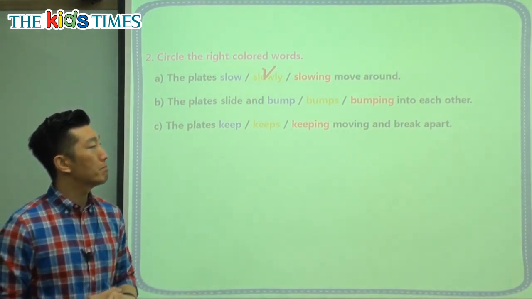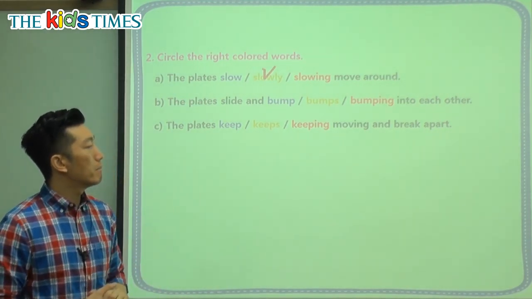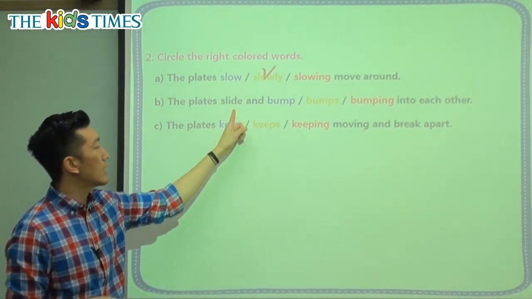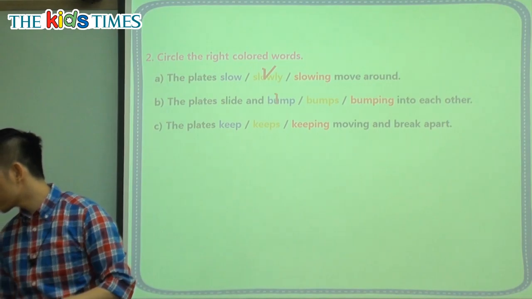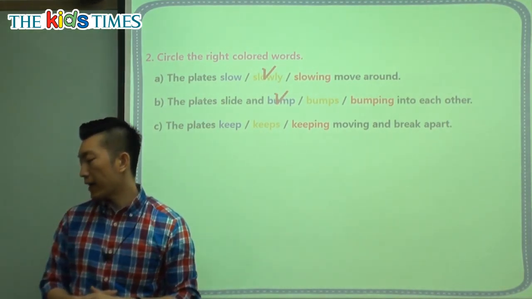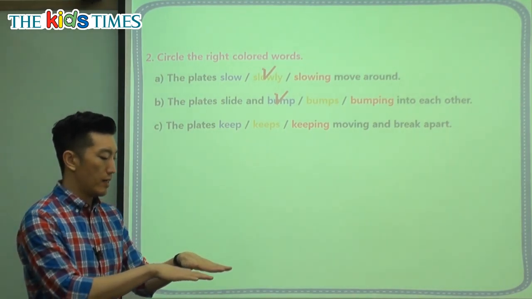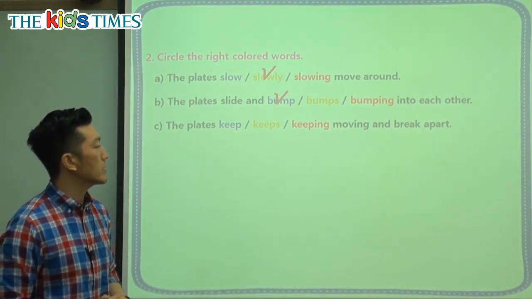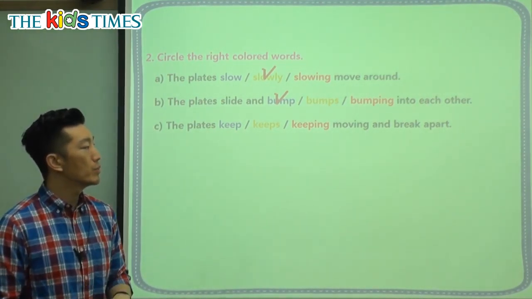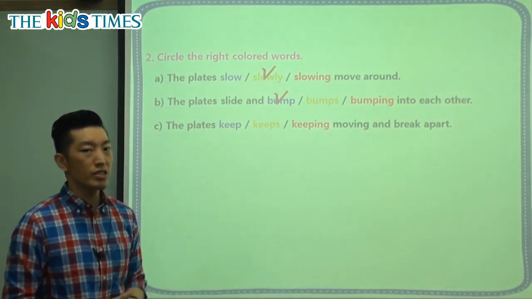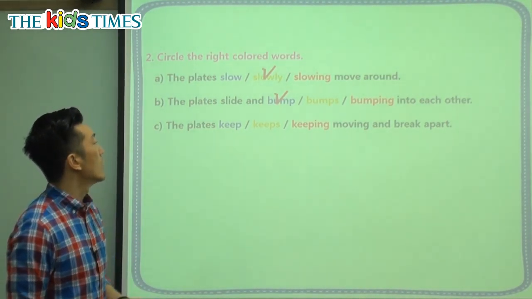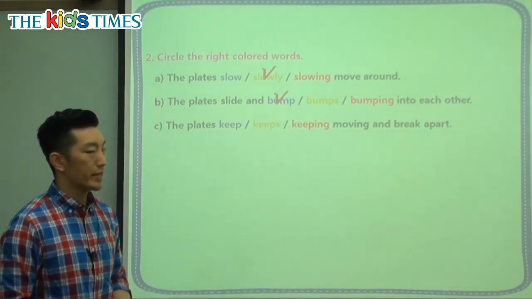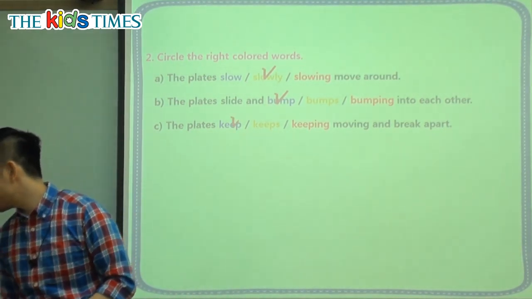Let's look at B. The plates slide and bump into each other, or bumps into each other, or bumping into each other. What do you think? They slide and there is no tense on the slide, so there should not be a tense on the bump. So they slide and bump into each other. Okay, let's look at the last one. The plates keep moving and breaking apart, keeps moving and breaking apart, or keeping moving and breaking apart. We know that the ing doesn't sound right. Because it's more than one plate, we cannot use keeps. So it would be the plates keep moving around.